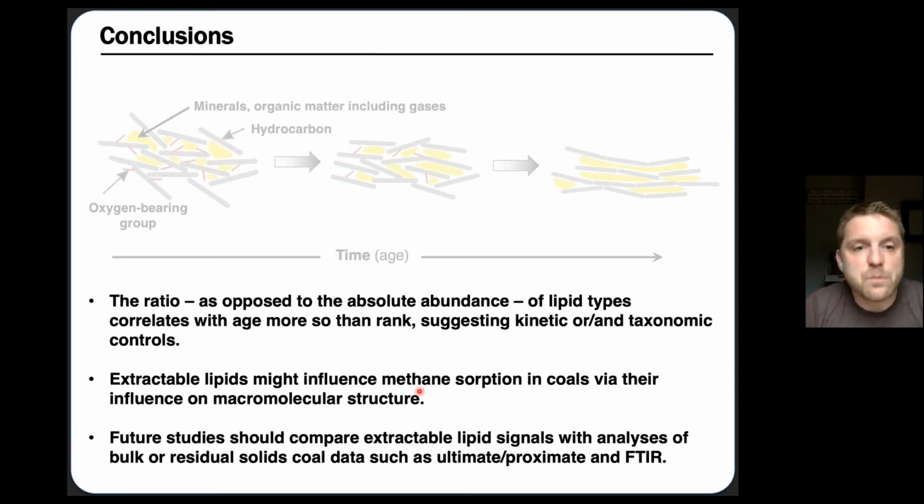In conclusion, we argue that the ratio, as opposed to the absolute abundance of different lipid types, correlates with age more so than rank, which suggests then a kinetic and/or taxonomic control on the structure and absorptive behavior of coals. The extractable lipids that we're looking at in this study might influence methane absorption via their influence on macromolecular structure, how they interact with the residual bulk of coals.